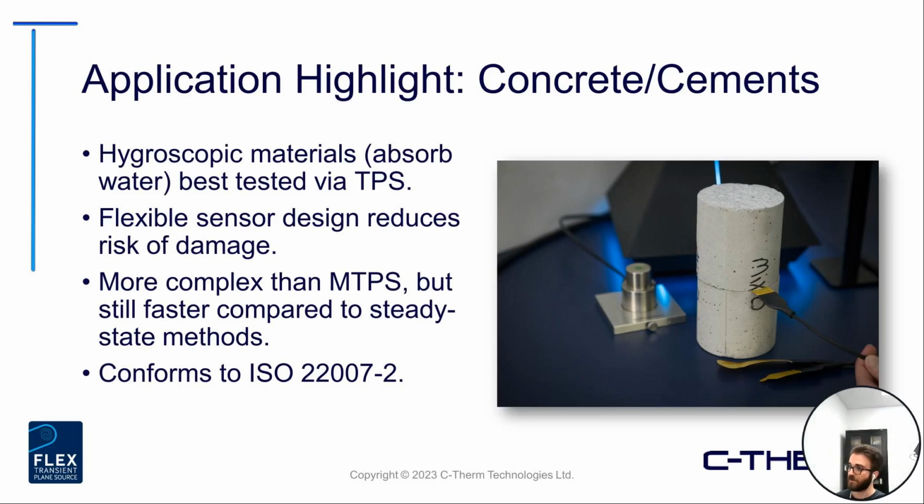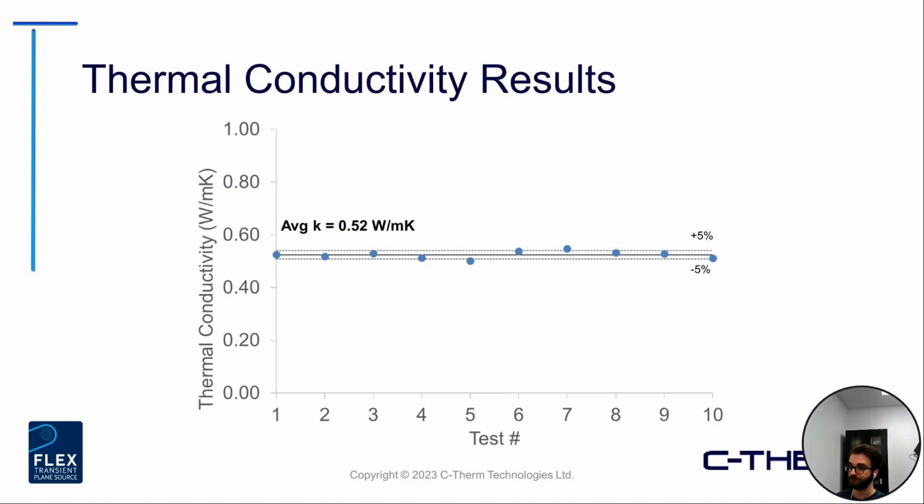And as I mentioned, it's more complex than MTPS to operate, but still the TPS will be significantly faster compared to a steady state method. TPS also conforms, I should mention, to the ISO 22007-2 standard. And here just showing some thermal conductivity results. Again, the average K was approaching about 0.52 watts per meter Kelvin at multiple test locations across the surface of those samples.